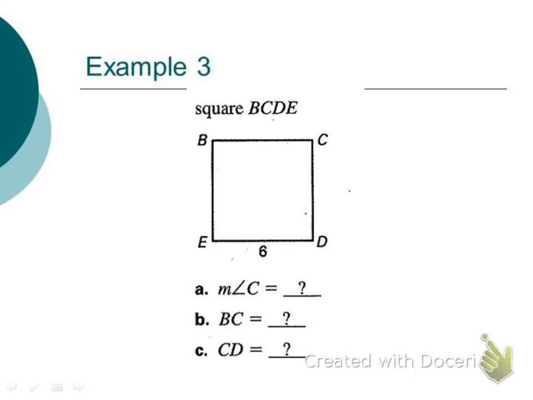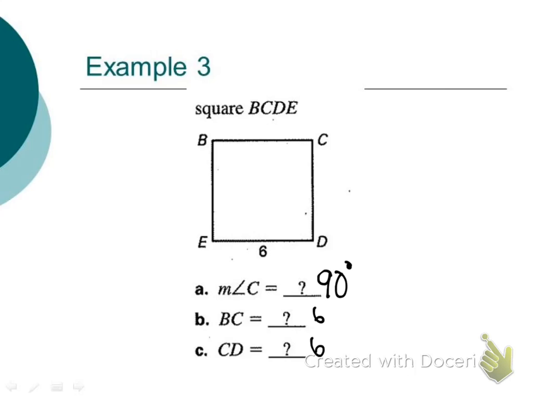What's the measure of all the angles of a square? Just like a rectangle, they're all 90 degrees. So the measure of angle C is 90 degrees. And just like a rhombus, what's special about all the sides? They're all congruent. So what are all the sides of this square going to be? 6. So you can fill this one in as 6, this one in as 6.